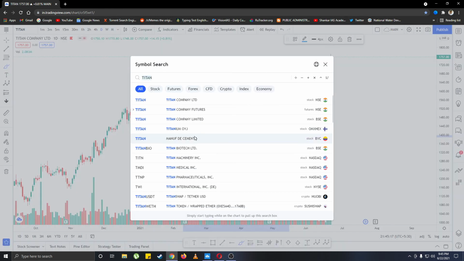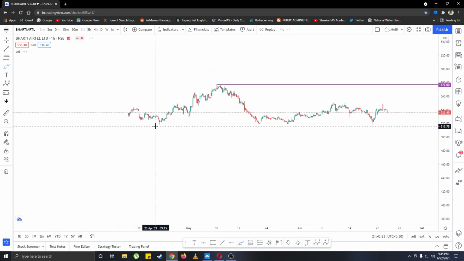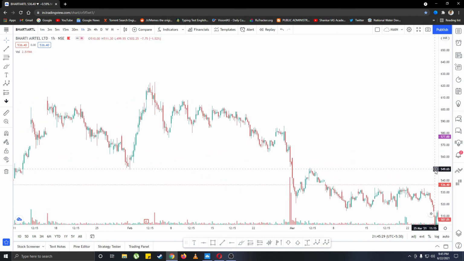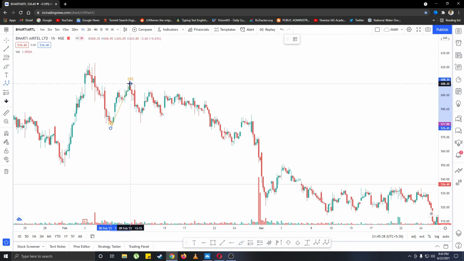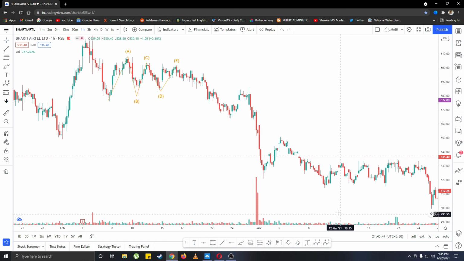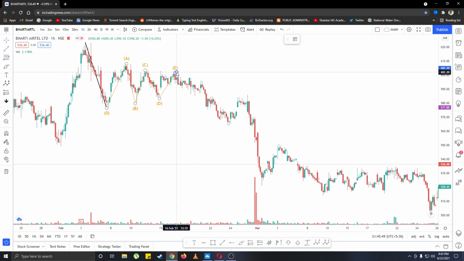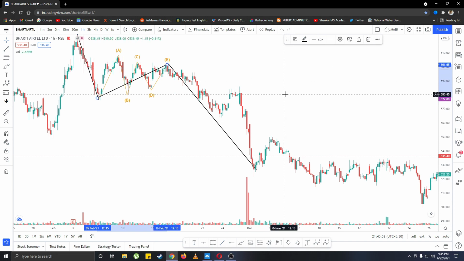And then in the Bharti Airtel chart, there was an example of a triangle pattern here. So this is an impulsive wave, and then in the triangle pattern we have an A, B, C, D and an E, and after that the trend continues. This is the original trend, followed by a triangle correction, and then after that we have another move to the downside. Now this A, B, C, D and E correction occurred in wave B.